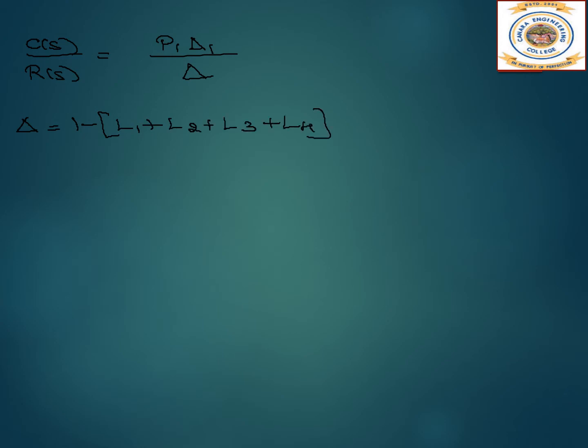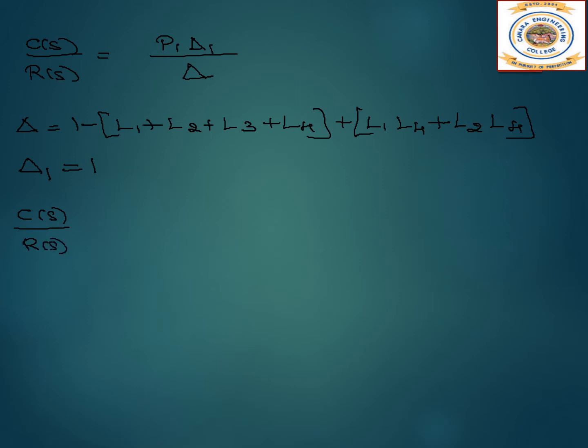So let us write the Mason's gain formula. C of S by R of S equal to P1 delta 1 divided by delta. So delta is equal to 1 minus L1 plus L2 plus L3 plus L4 plus L1 L4 plus L2 L4. I will substitute it in the end. Delta 1, as we have seen, all these loops are touching the forward path P1, so delta 1 is equal to 1. Now let me just substitute all the values.